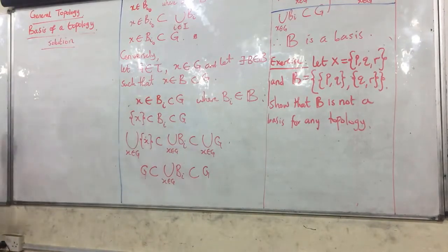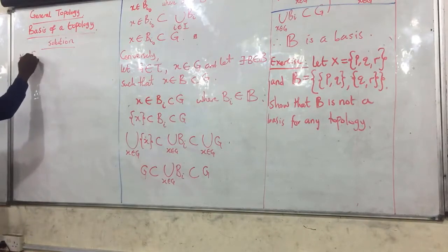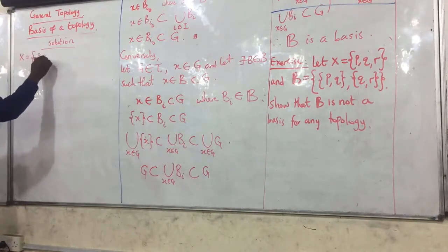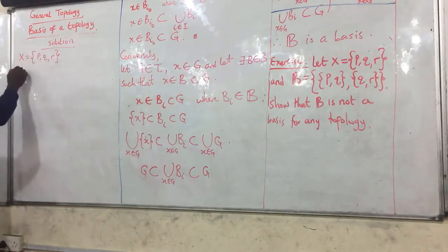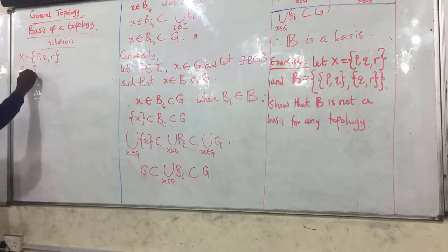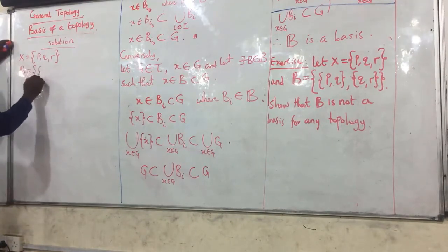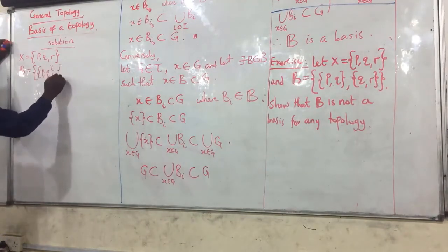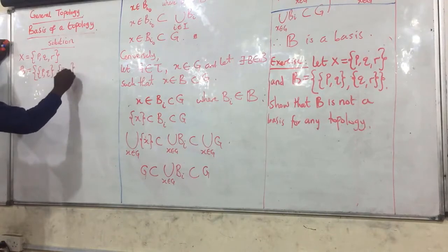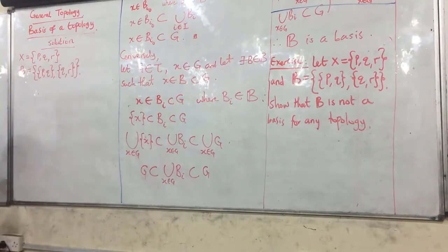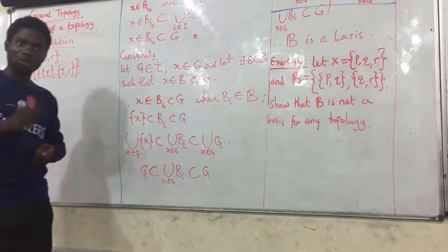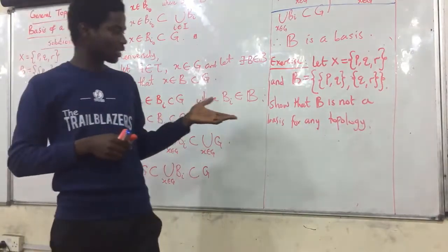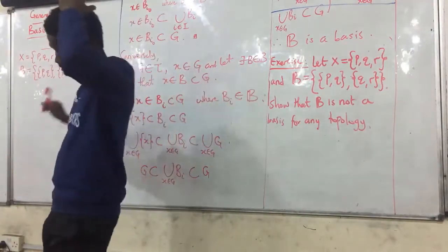You are given X in space, S = {P, Q, R}, right? And you are given a kind of, should I call it base? But they want us to show that it is actually not a basis. Show that B is not a basis for any topology. How do we show that this is not a basis?